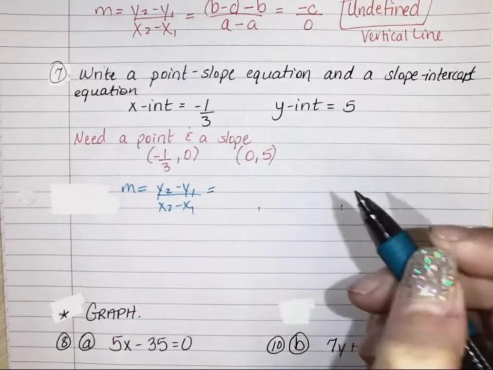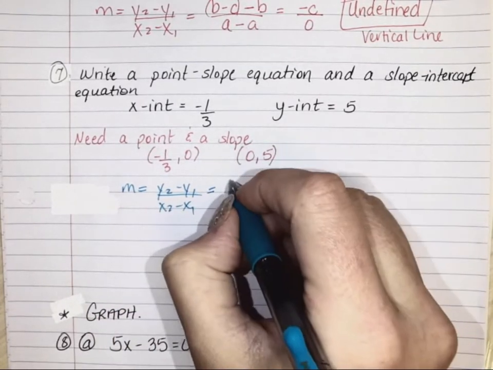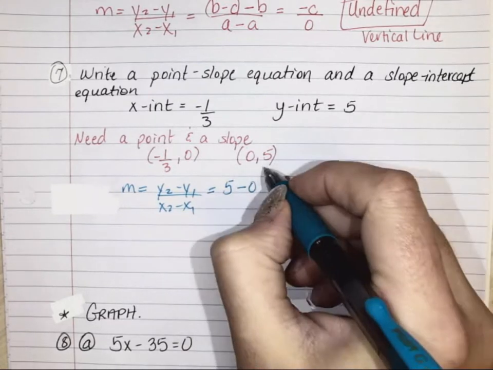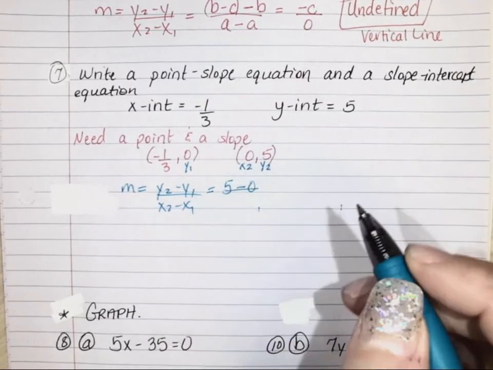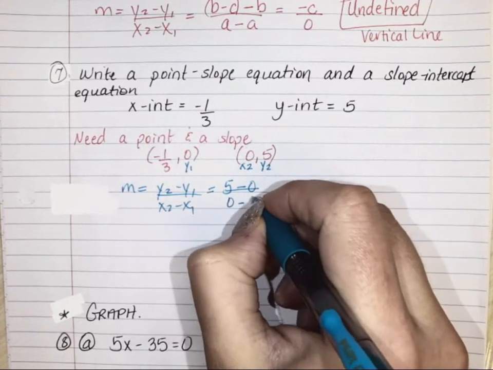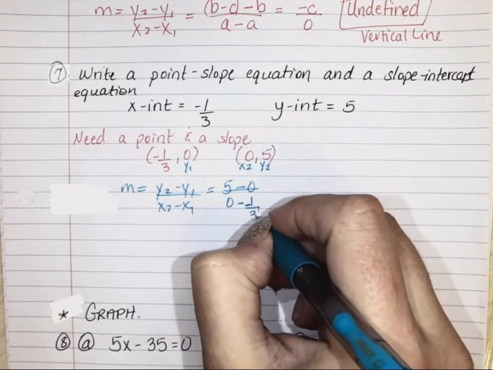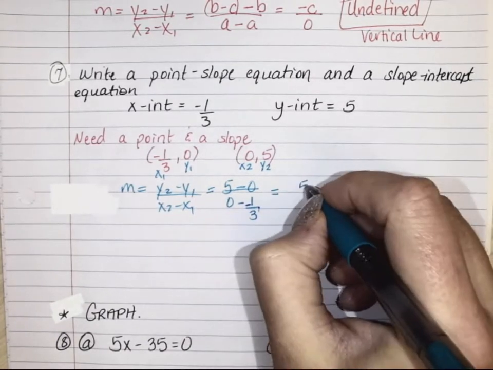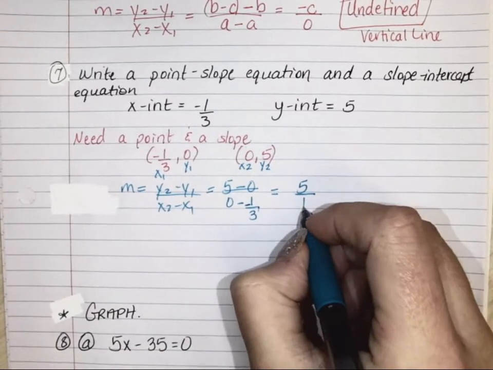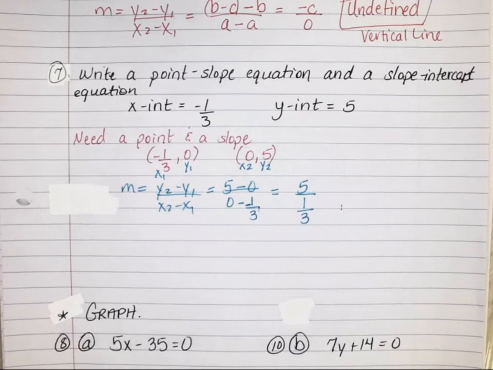Plug into the slope formula. So we have 5 minus 0, and then on the bottom, we have 0 minus -1/3. And that comes out to 5 on top over +1/3 on the bottom.